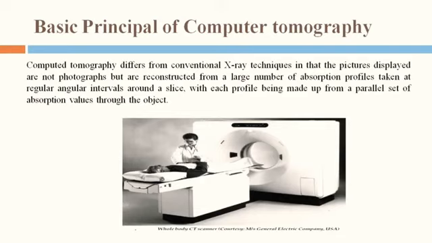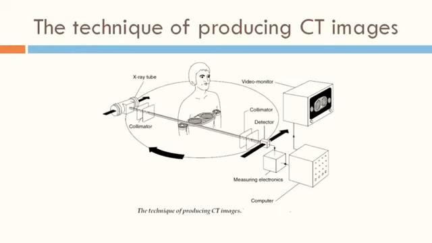Now let's study the technique for producing CT images. As you can see in the diagram, the X-ray tube and the detectors are rigidly coupled to each other, and the system executes translational and rotational movement and transradiates the patient from various angular projections. With the aid of collimators, a pencil-thin beam of X-ray is produced.